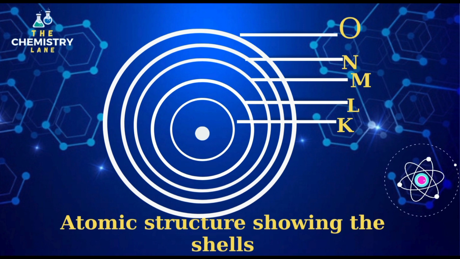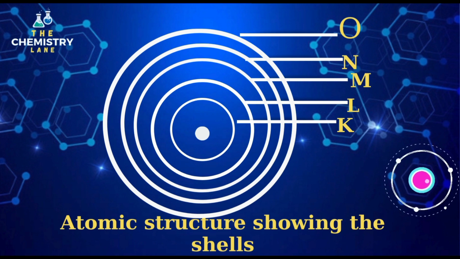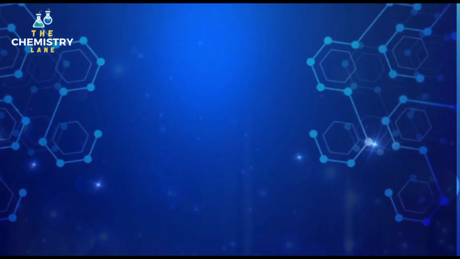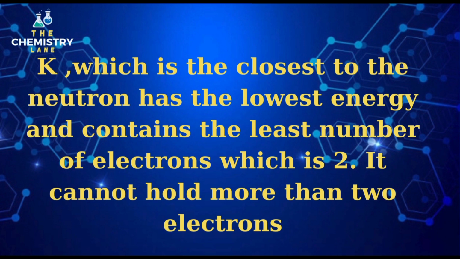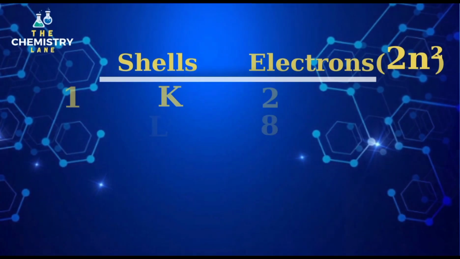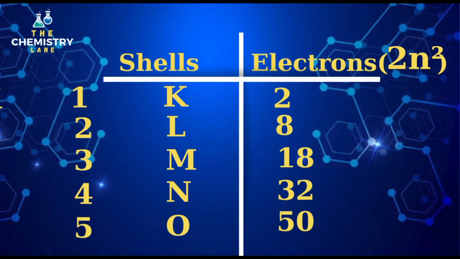This shows the atomic structure of different shells. The first shell is the K shell and is the closest to the nucleus, followed by the L, M, N, and so on. K, being the closest to the nucleus, has the lowest energy and contains the least number of electrons, which is 2. K cannot take more than 2 electrons.